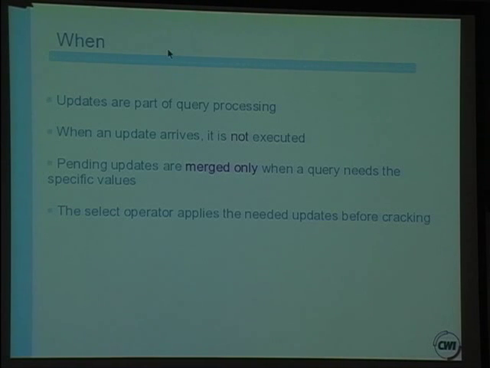So when an update arrives, it is not executed. It stays aside in separate columns for each attribute, and it will be merged into the cracker columns only when a query needs that. So we made a new version of the select operator that, before performing the physical reorganization step and the selection, first updates the cracker column if needed with the requested values.